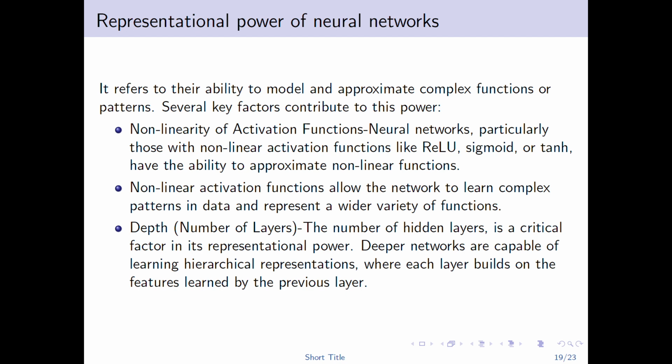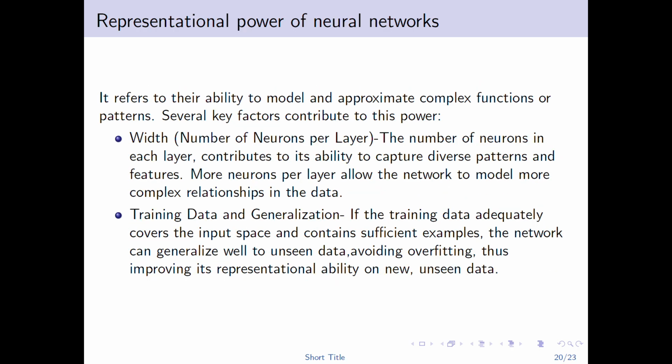Then next, the depth of the layers. The number of hidden layers is a critical factor. So the deeper networks are capable of learning hierarchical representations where each layer builds on the features learned by the previous layer. Then next, the third one is the width of the neural network. That means the number of neurons per layer. So the number of neurons in each layer also contributes to the ability to capture diverse patterns and features. Theoretically, it is said that more neurons per layer allow the network to model more complex relationships.